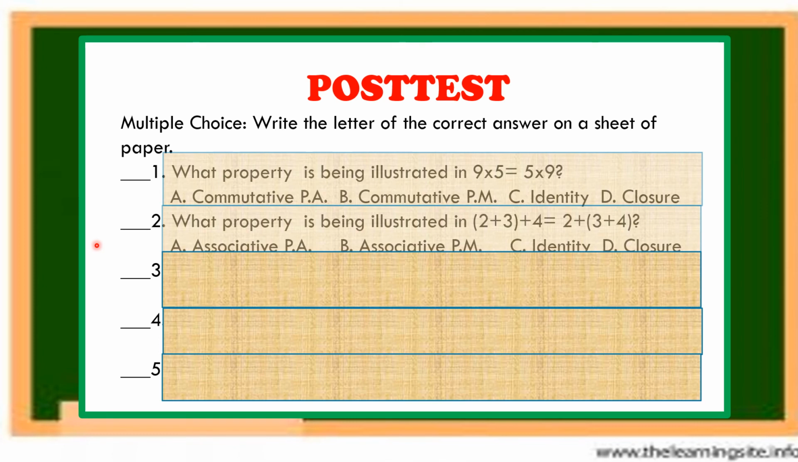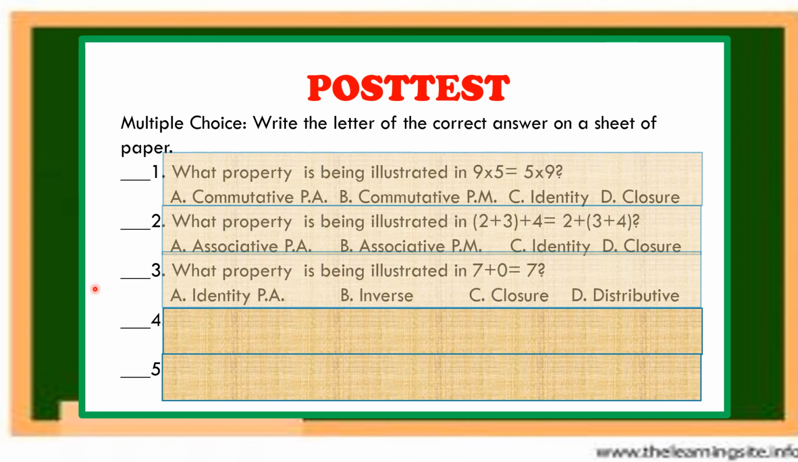Number 2. What property is being illustrated in the quantity of 2 plus 3 close quantity plus 4 equals 2 plus the quantity of 3 plus 4 close quantity? Letter A, associative property of addition. Letter B, associative property of multiplication. Letter C, identity property. Letter D, closure property.